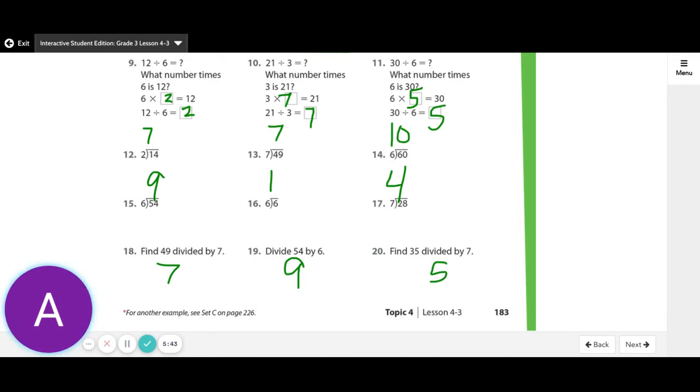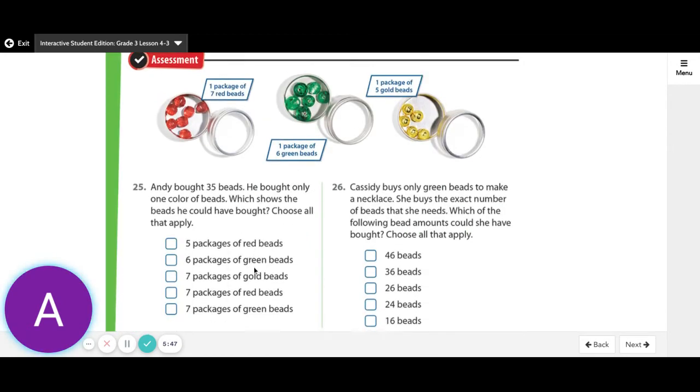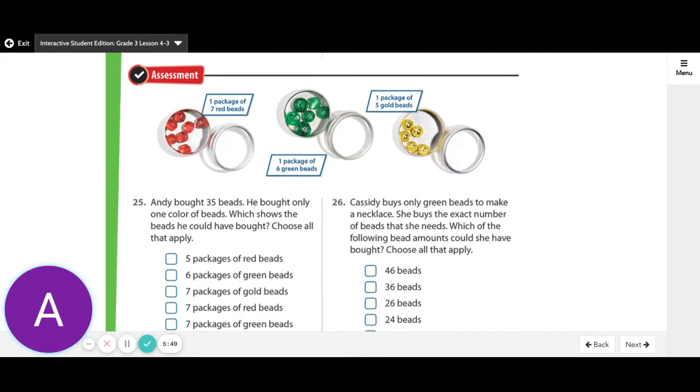And 35 divided by 7 is 5. For our next page, we're going to look at number 25 and number 26.